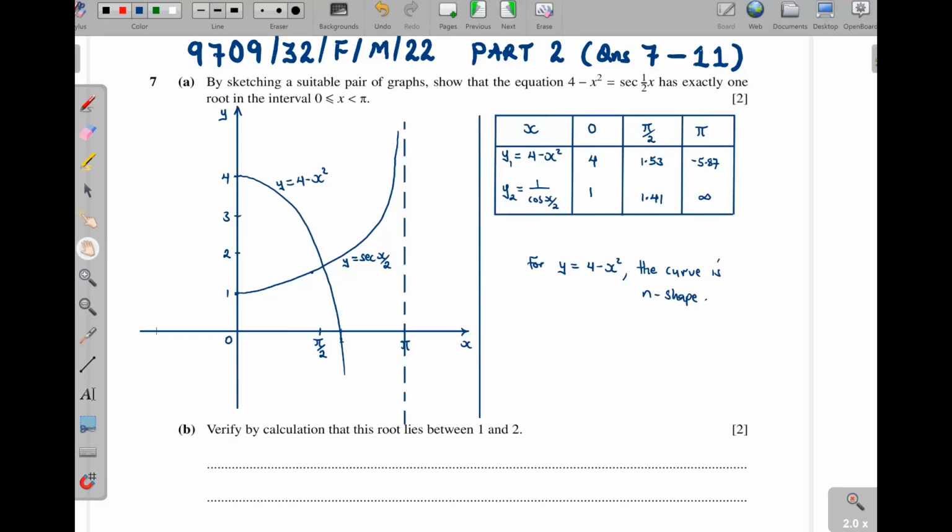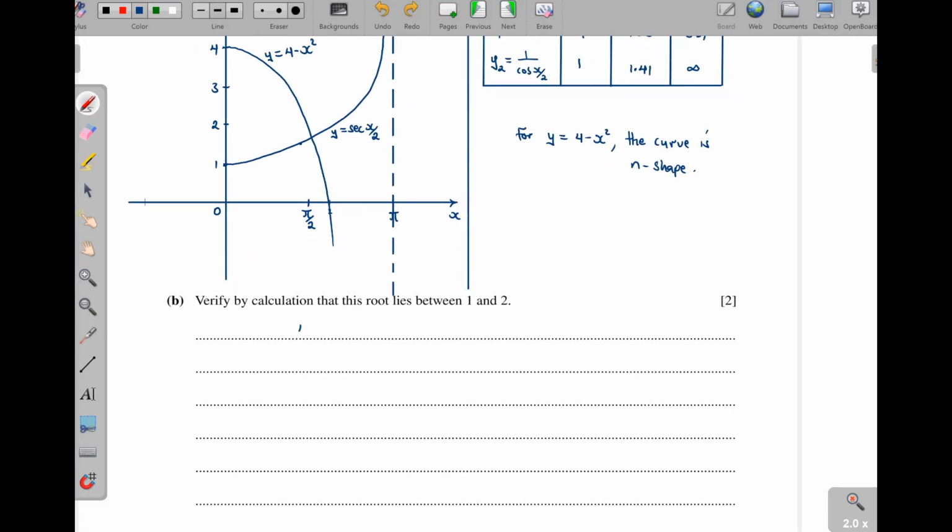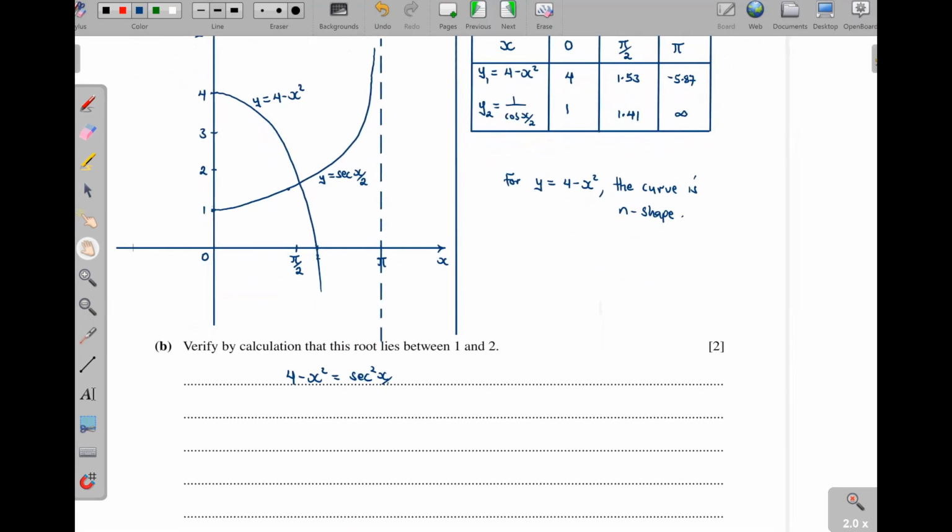What we are going to do to get a function, we are going to put this one this side, or you take this one this side, whichever you want, such that you form a function, and the function has to be equal to 0. So let me take this one to this side. Now we have 4 minus x squared, which is equal to sec x over 2. Is it sec squared or just sec? Pardon me here, this is just sec. Like this. So bring everything to this side.